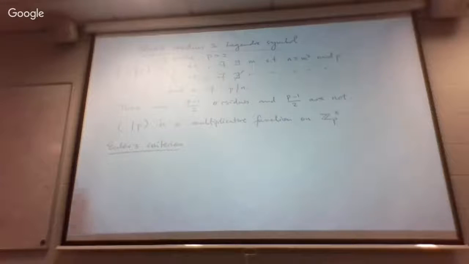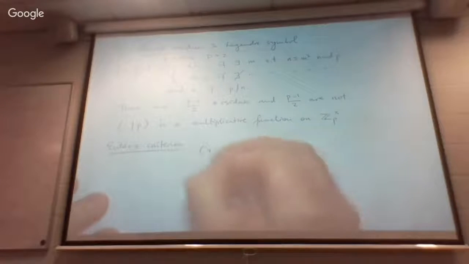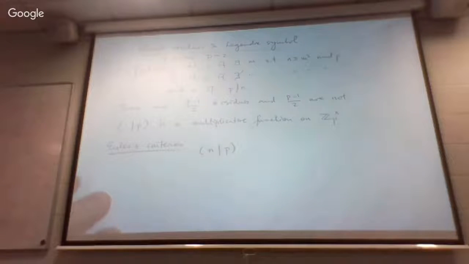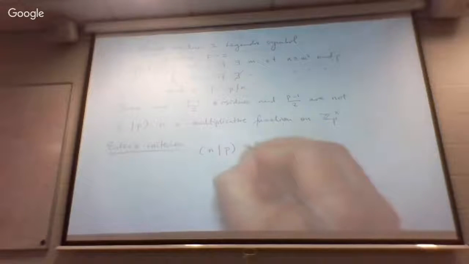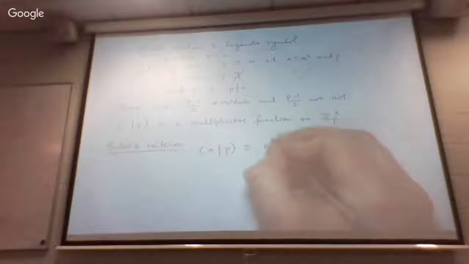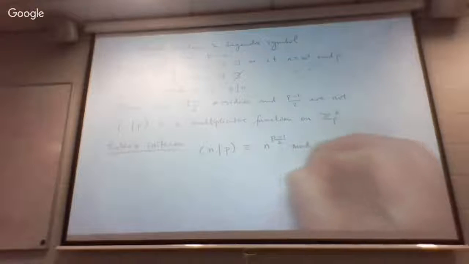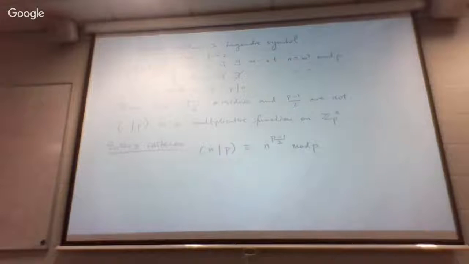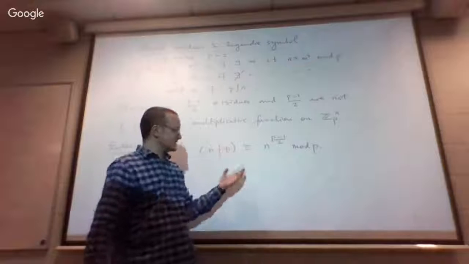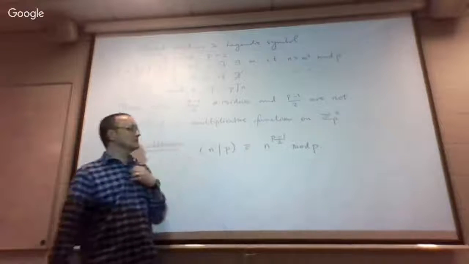So Euler's criterion was our first step in that direction. And that told us that the Legendre symbol was always congruent to raising n to the power of (p minus 1) over 2 modulo p. Now this is nice because it's like a formula involving n.